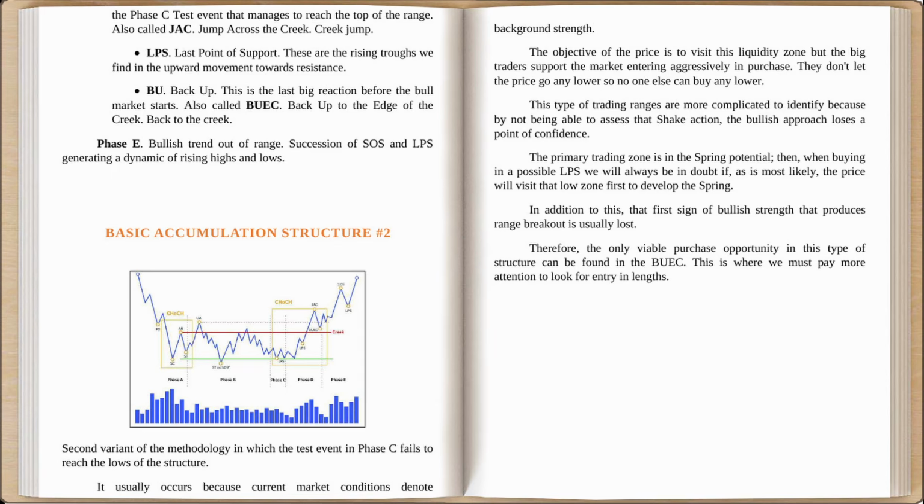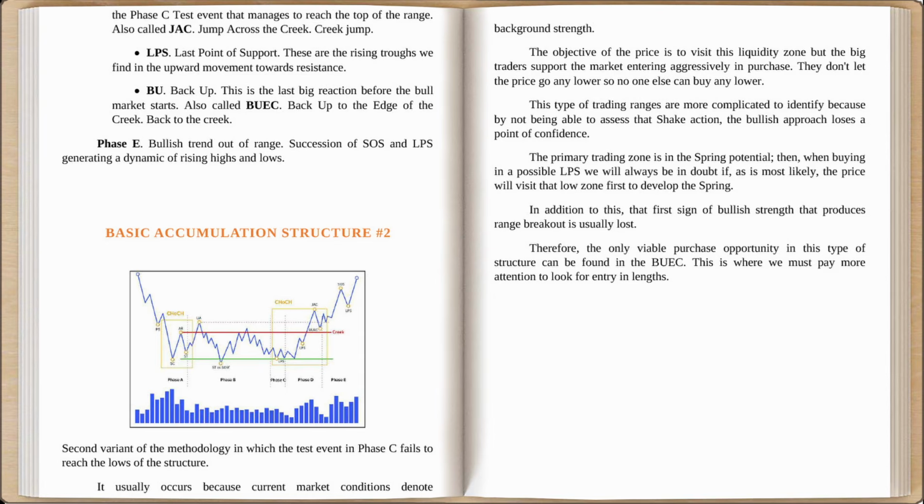Basic accumulation structure number 2. Second variant of the methodology in which the test event in phase C fails to reach the lows of the structure. It usually occurs because current market conditions denote background strength. The objective of the price is to visit this liquidity zone, but the big traders support the market, entering aggressively in purchase. They don't let the price go any lower so no one else can buy any lower.